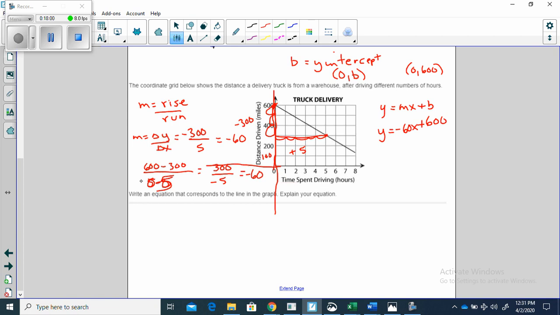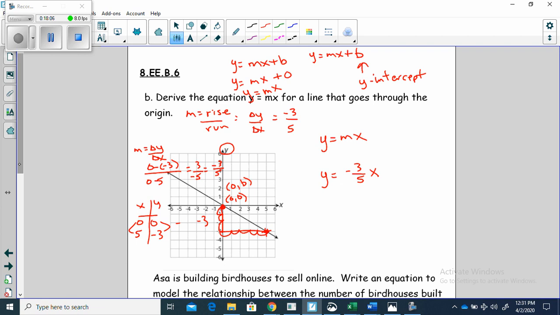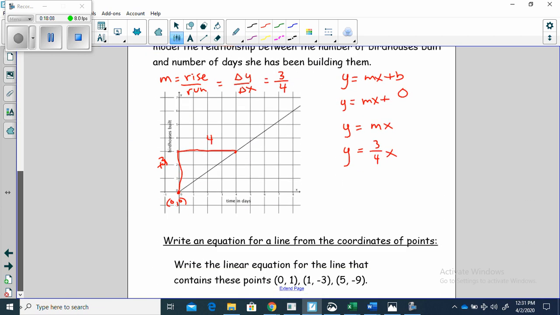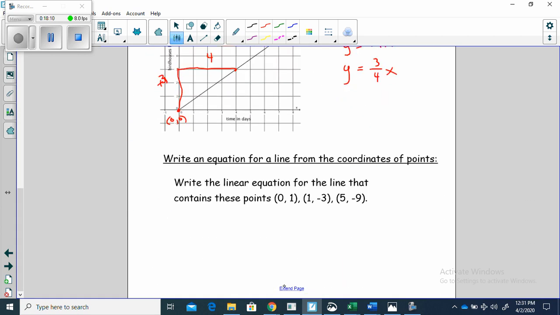Okay? Now I want to go back to one other. Write an equation for a line from the coordinates of points. What if they just give you the points? You don't have any graph paper. How could I do this?